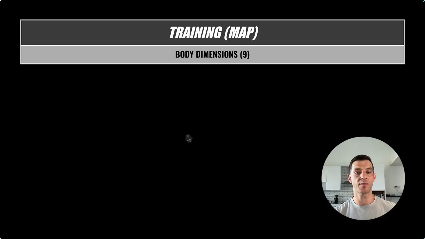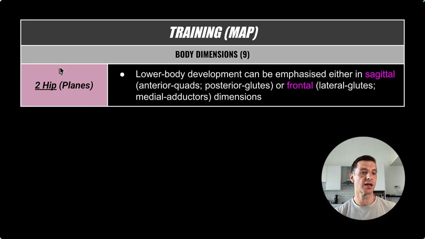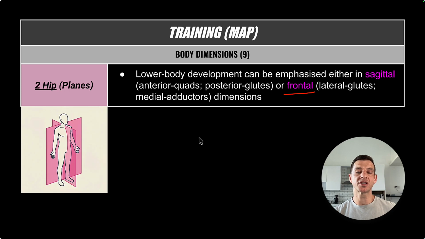So for our first framework, as I mentioned, we can approach the lower body in terms of 2 hip planes, the sagittal and the frontal. Now, most of us are familiar with the body's 3 different planes, but if you're not, a plane is nothing but an imaginary flat surface that divides the body into different sections. So the sagittal plane here divides the body into right and left sections, and the frontal plane will divide the body here into the back and the front.